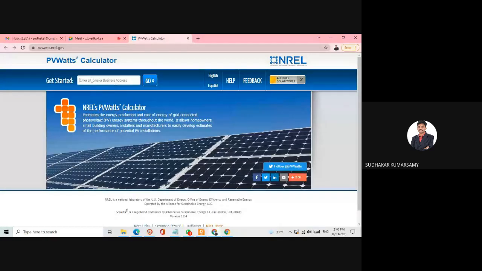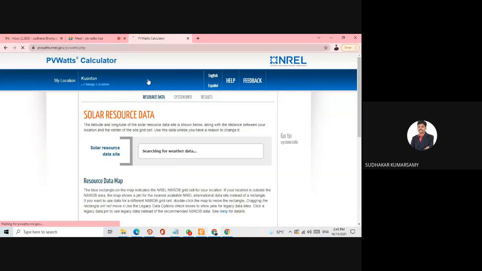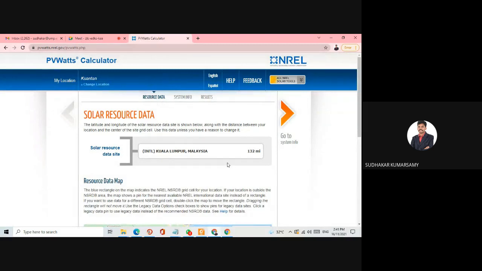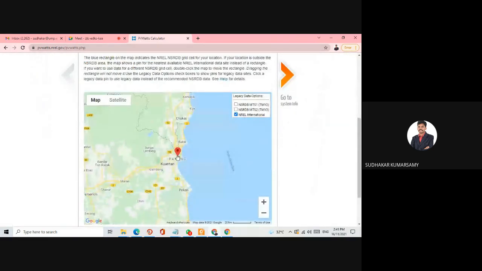I need to type the location, the address. For example, I'll type the city and see whether my city can be detected or not. I'm typing Ponton. Let's see whether Ponton is getting detected. Yes. Ponton is this location, and by default, you can select the NREL International database.